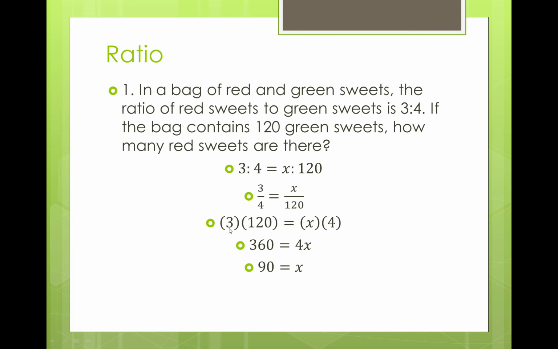We get 3 times 120 equals x times 4, which leads us to 360 equals 4x, and then to solve for x, we divide both sides by 4. So 360 divided by 4 is equal to 90, which gives us the value of x is 90.